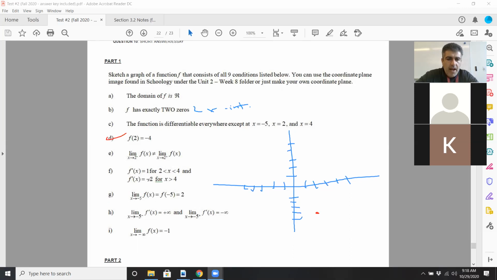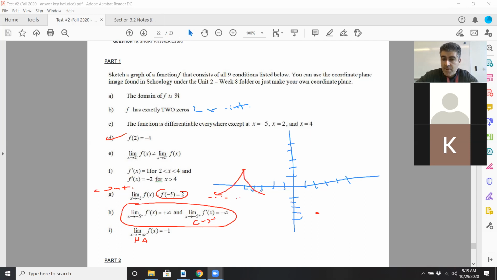You're told that it's not differentiable here, so this is kind of interesting. You have positive and negative infinity as the limits of the derivatives, so that's going to be a cusp. You're also told that f(-5) is 2, and that the limit as x approaches -5 is that. So this means we're definitely continuous at x equals -5, but it is a cusp. And further to the left, there's a horizontal asymptote. The end behavior on the left side is negative 1. So I'm going to do a horizontal asymptote and draw something like this.